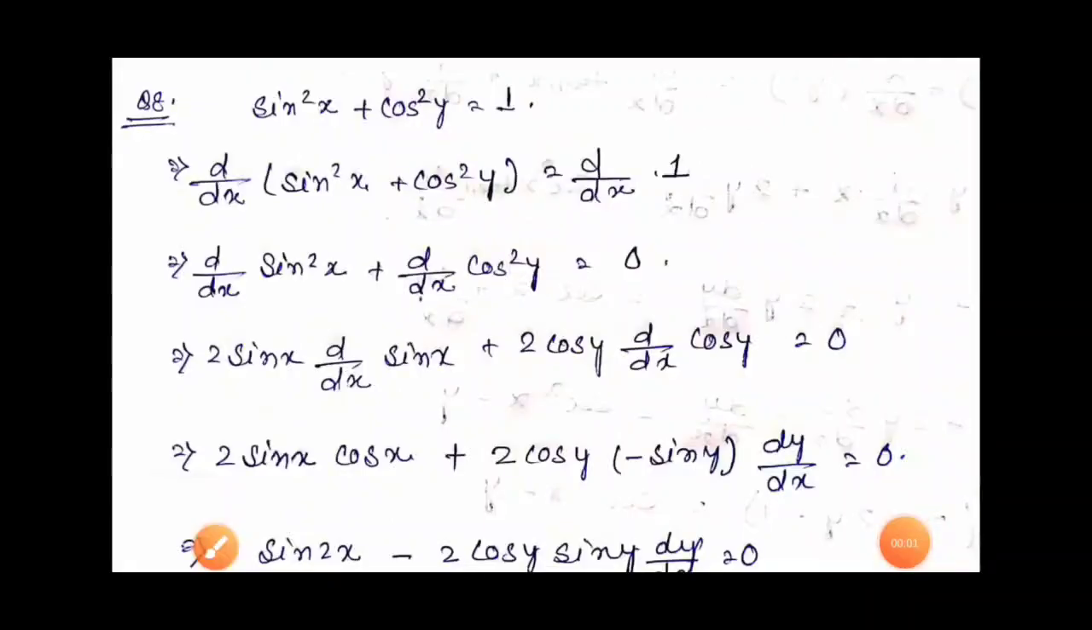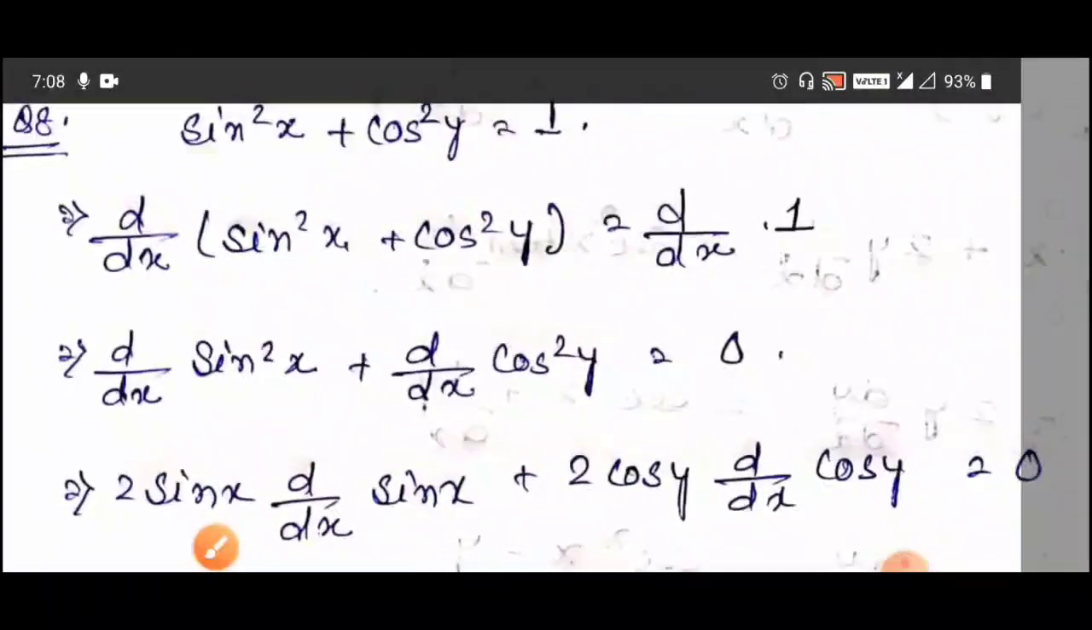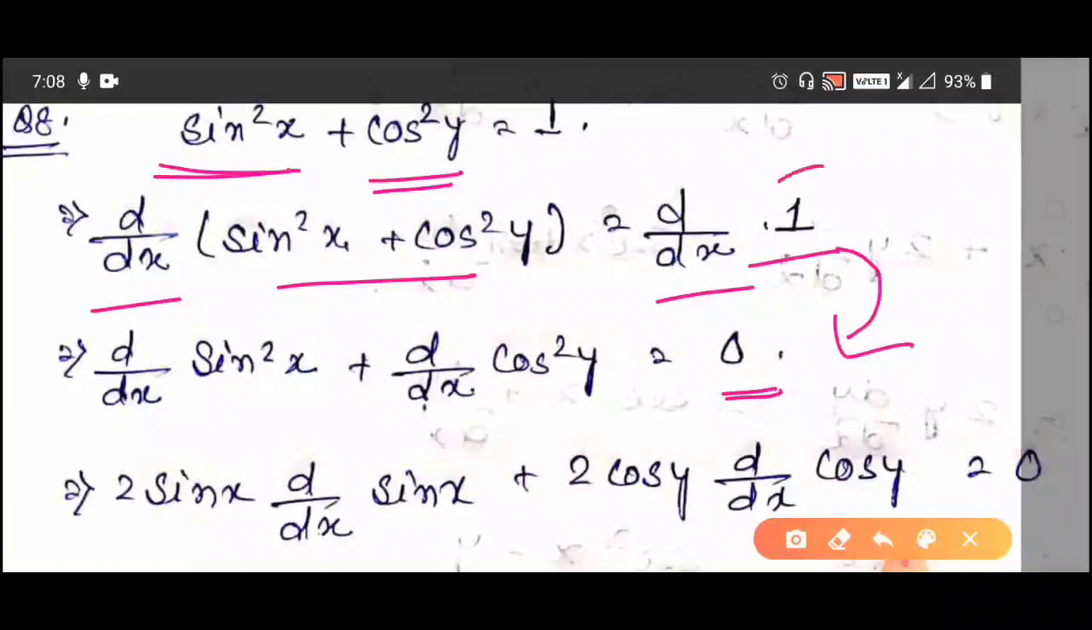Question number 8. Here the equation given is sin square x plus cos square y is equal to 1. So here sin square x is a function of x, but cos square y is a function of y. To find dy by dx, we have to differentiate both the sides with respect to x. So here we have written d dx of sin square x plus cos square y equal to d dx of 1. From d dx of 1 we will get 0 because 1 is a constant. Now we will differentiate sin square x with respect to x and cos square y with respect to x.